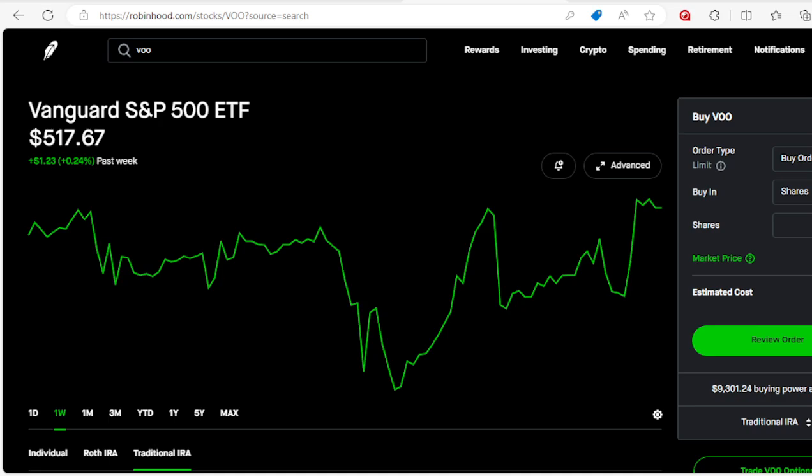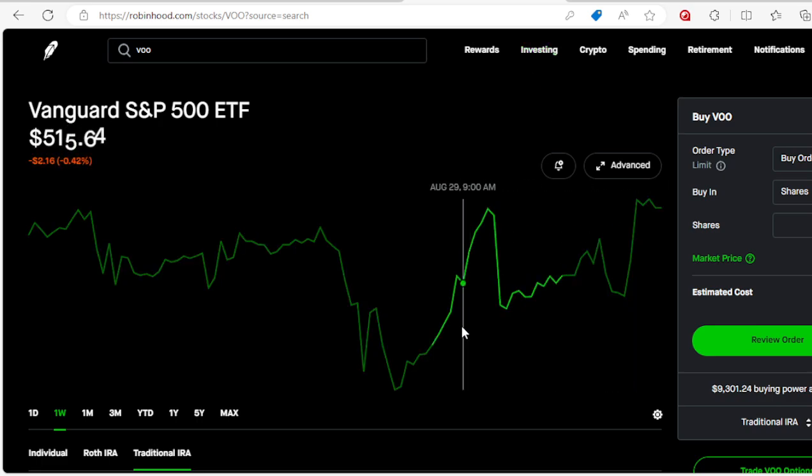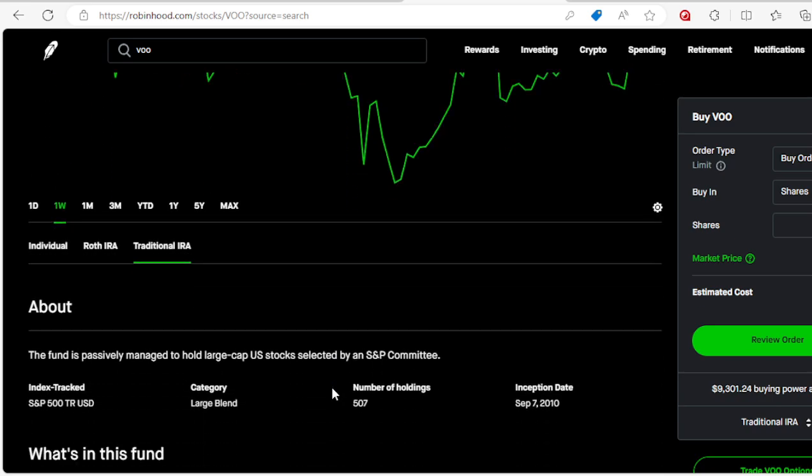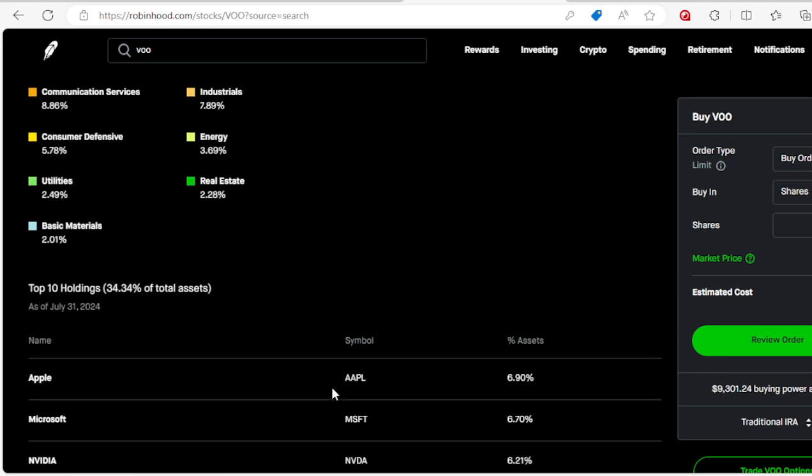We're going to talk about VOO versus XDTE, and why I think XDTE is a better play than VOO. First of all, look at the price of VOO here. Vanguard S&P 500 ETF is at $517.67. Yes, it goes up and down. You could have bought it when the NVIDIA crash happened at $509.50, then it went back up and you made $6 per share, but you have to have $509.